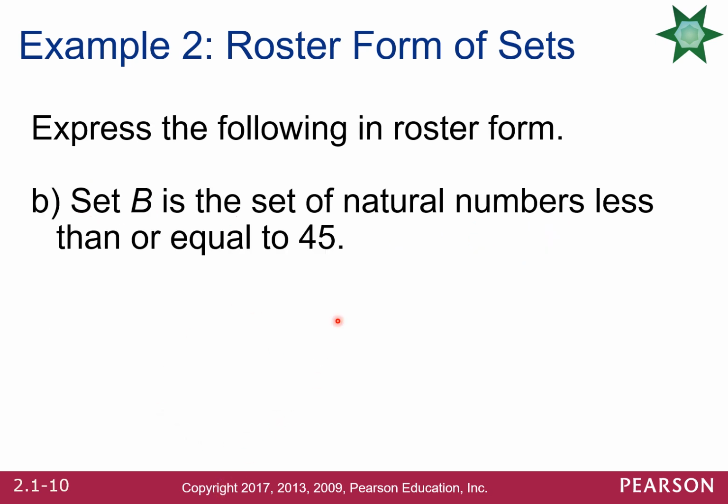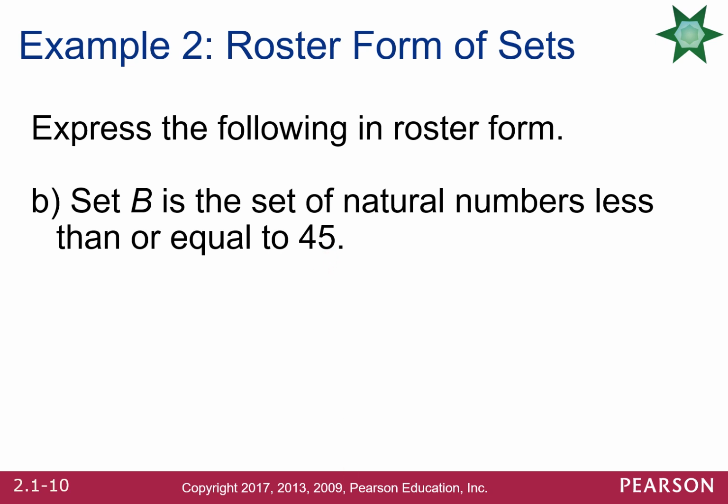Another example here to express a set in roster form. It says set B is the set of natural numbers less than or equal to 45. So that means the set will contain elements starting from 1 all the way up to 45, because it says here less than or equal to, so we have to include 45 in our set.